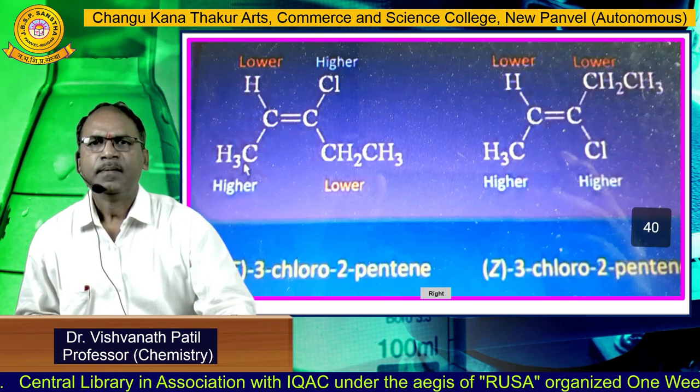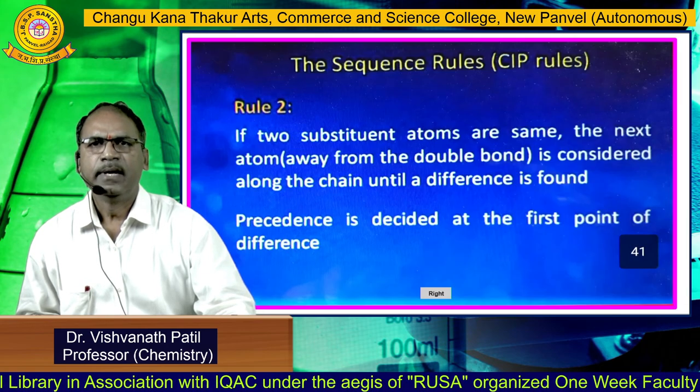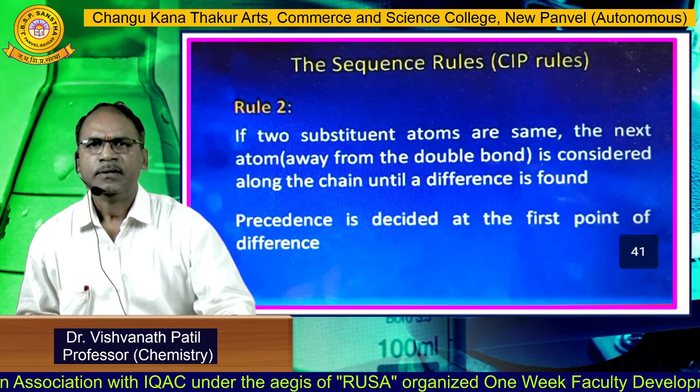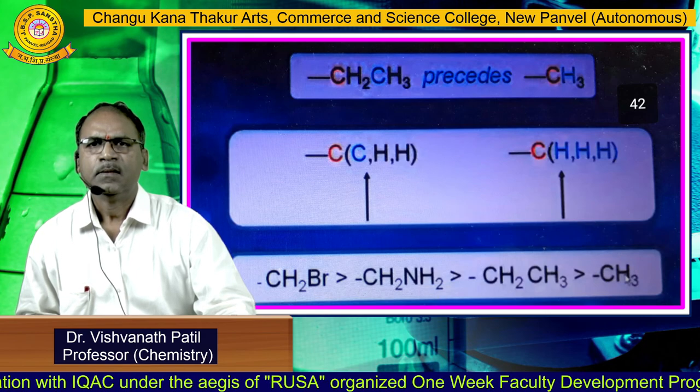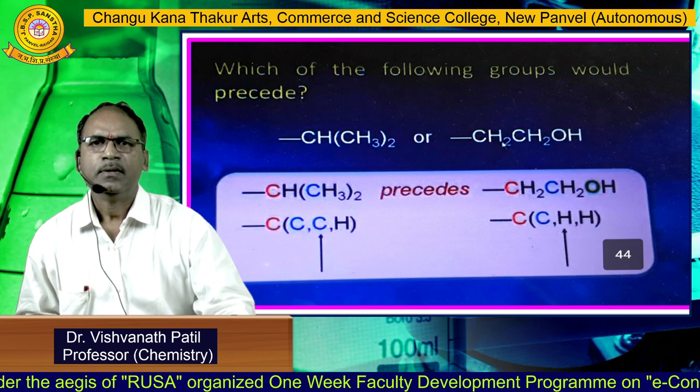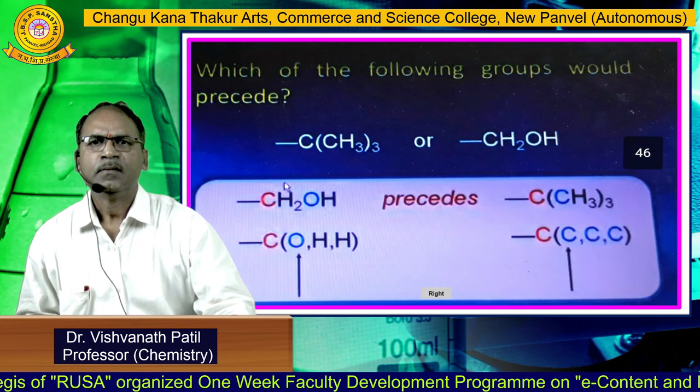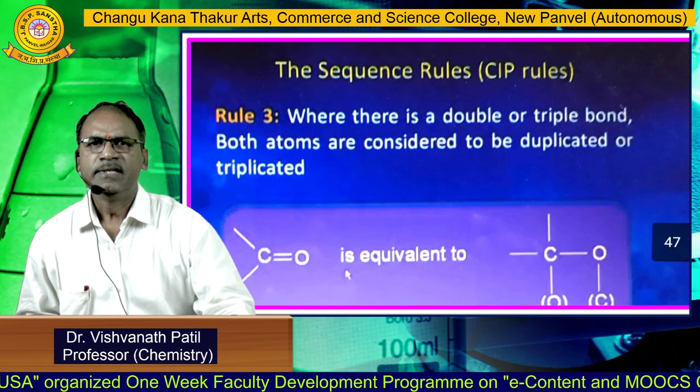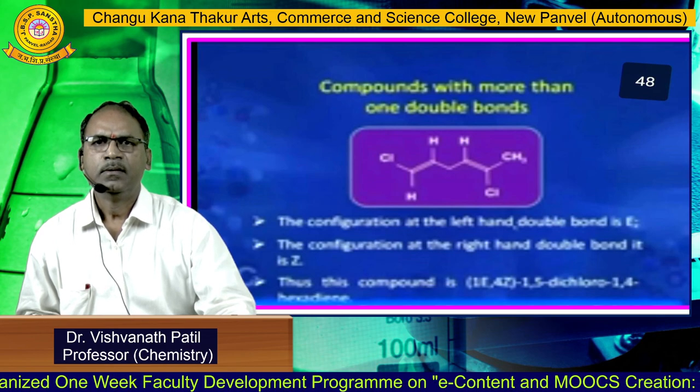In this way, we can explain different examples of the sequence rules, with higher priority and lower priority groups and different functional groups. This is about the sequence rule. Thank you.